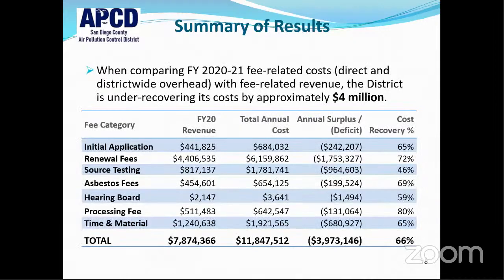When comparing fiscal year 2020-21 fee-related costs with fee-related revenue, the district is under-recovering its costs by approximately $4 million. Currently, the lowest cost recovery percentage is 46% for source testing fee category. Overall, cost recovery percentage for all fee categories is 66%.